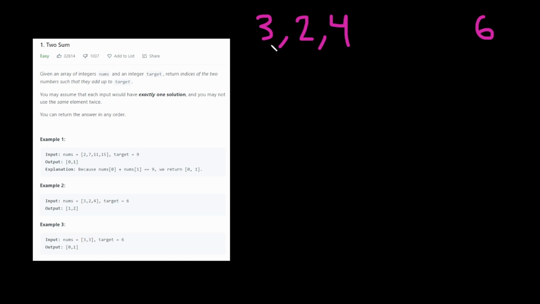So in this case, we check 3 and 2. They do not add up to 6. We check 3 and 4. They do not add up to 6. Then we check 2 and 4. Oh, they add up to 6, and we're done.